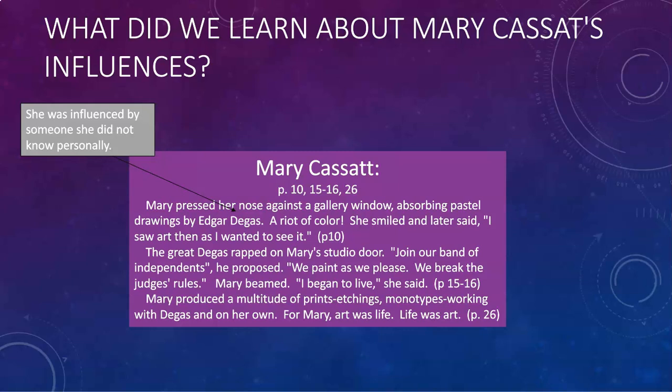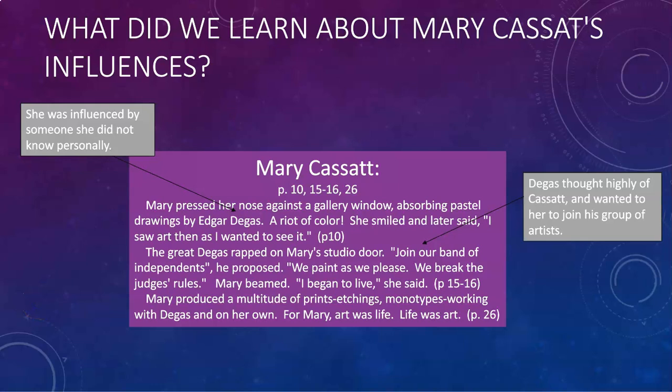On page 10, she does not know Degas yet. She knows him as an artist, but she is just influenced by him because of the art that he does. Right? We see later that Degas and Mary Cassatt did begin to know each other and were familiar with each other. They were called contemporaries, which means they had a similar job at the similar time. And Degas thought highly of Cassatt and wanted her to join the group of artists.